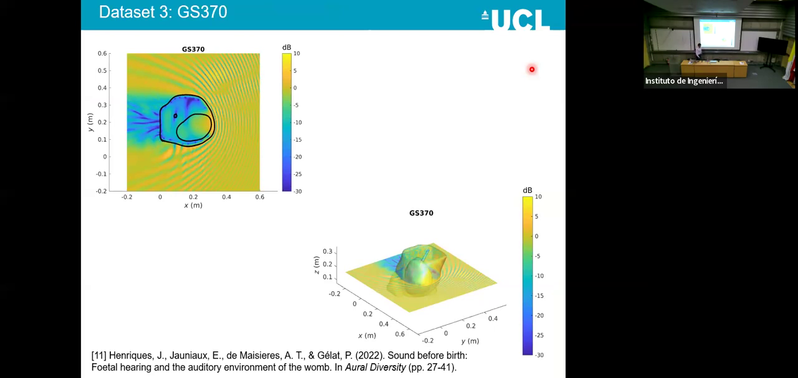And up here you can see, okay, so we have a plane wave traveling, and you have this interference pattern due to the reflections, but you have quite significant transmission into the uterus here. This is in decibels.